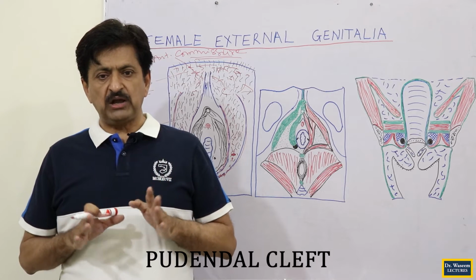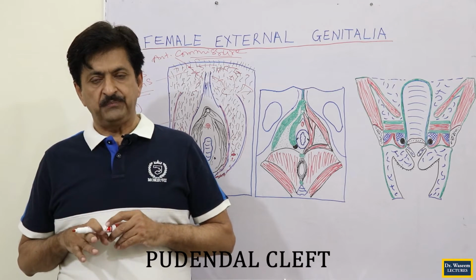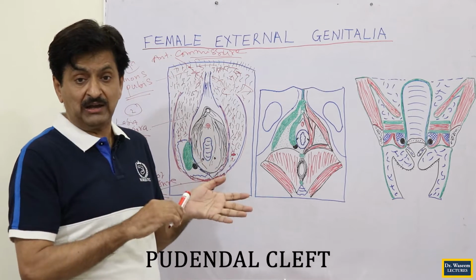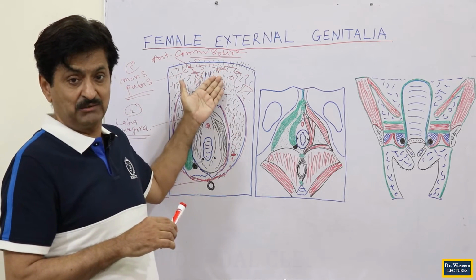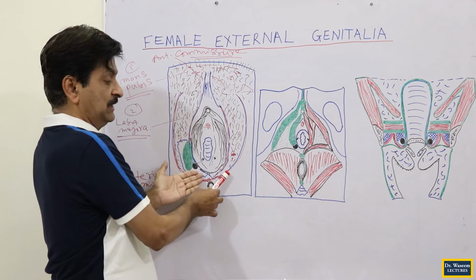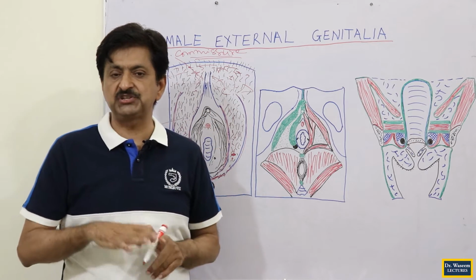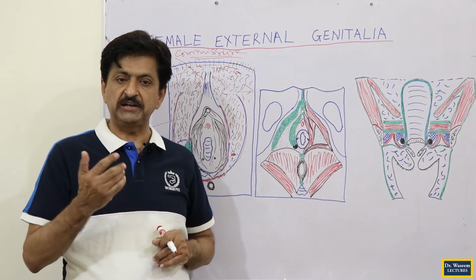So this is what we call here the labia majora. This is another structure among the vulva. One is the mons pubis, and there is the labia majora, and the third, you know, is the gap between the two labia majora. This is called the pudendal cleft.